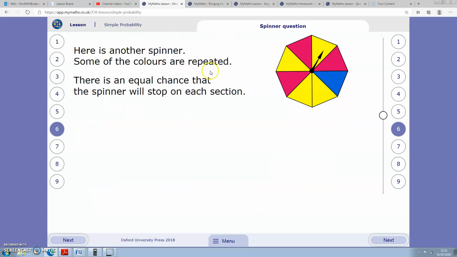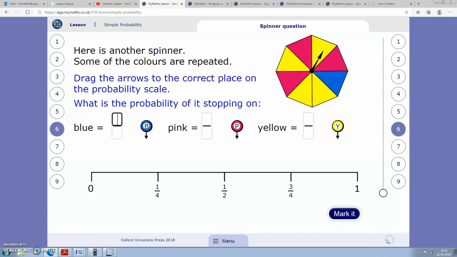Okay, here's another spinner. Some of the colours are repeated. There is an equal chance that the spinner will stop on each section. Now, drag the arrows, and again, if you want to stop the video, feel free to put your answers in and see how you get on. Drag the arrows to the correct place on the probability scale.